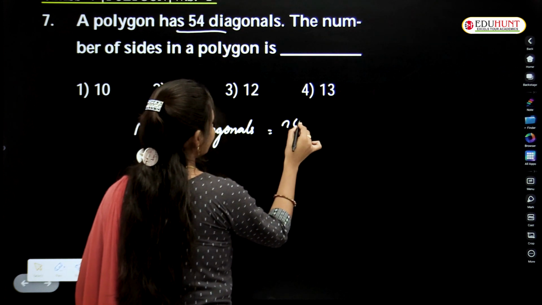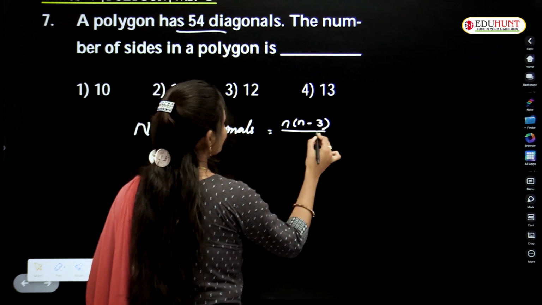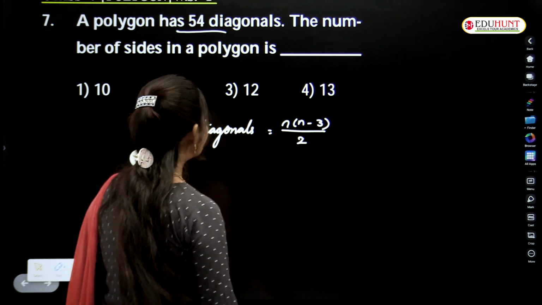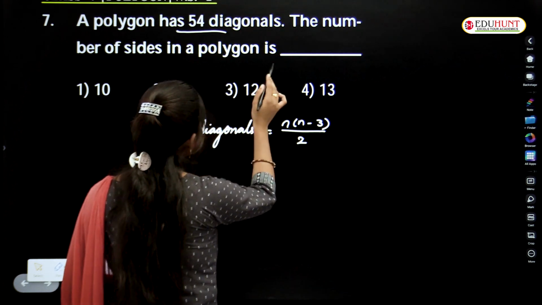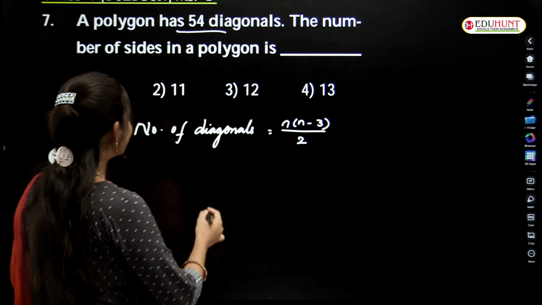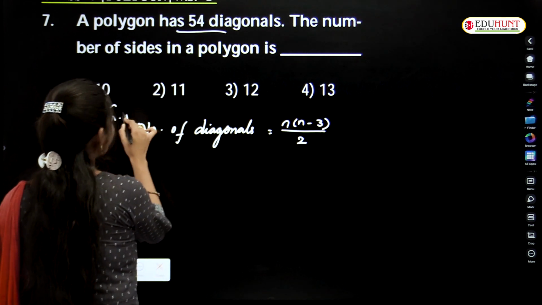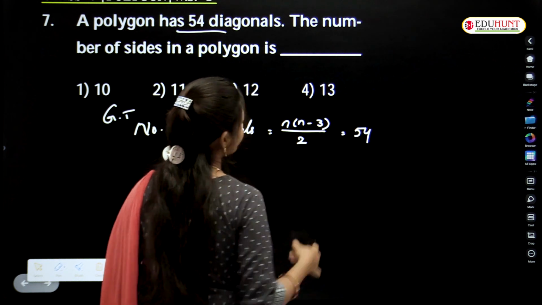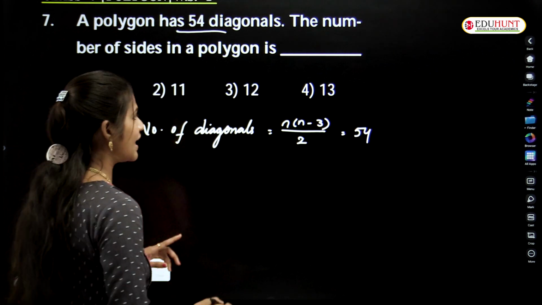The formula is n into (n minus 3) by 2. This is the formula to find the number of diagonals of a polygon, right? Here n we don't know, but they have given that the number of diagonals of the polygon is equal to 54. So 54 diagonals are there.